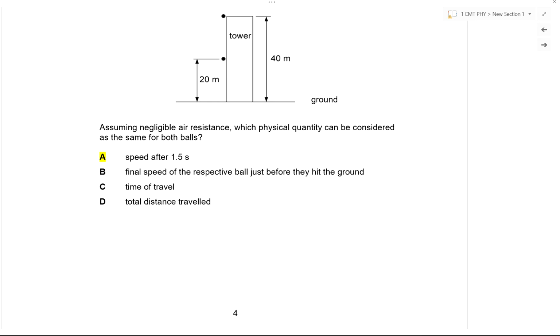What is the speed of this one? 20. What about this one? Still 20. For the same duration in time, the speed is going to be the same. But this is going to reach the floor first. Okay, so in this case, we have the answer as A. The speed after 1.5 seconds will be the same. I use the simple values, 1 second, 2 seconds, 1.5 also the same. 100 seconds also the same, assuming they haven't reached the floor yet. All right?